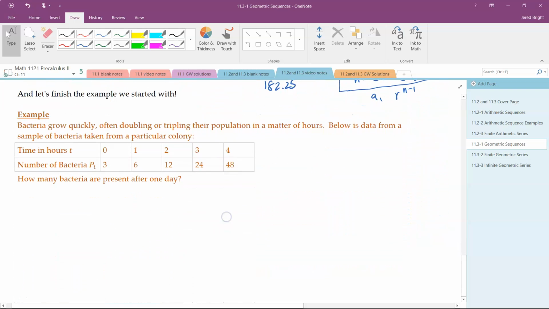All right, we have to finish that example that we started with because we did not talk about it, so I want you to pause the video, try it out on your own, and resume the video when you're ready to hear the solution.